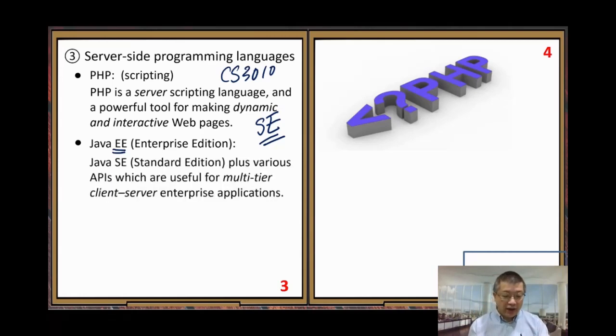Here I put a standard, because people can get confused. Anyway, SE. Sometimes people call it standard, sometimes call it software. Whatever. But this one, EE, it contains a lot of advanced features, mainly related to server-side programming.